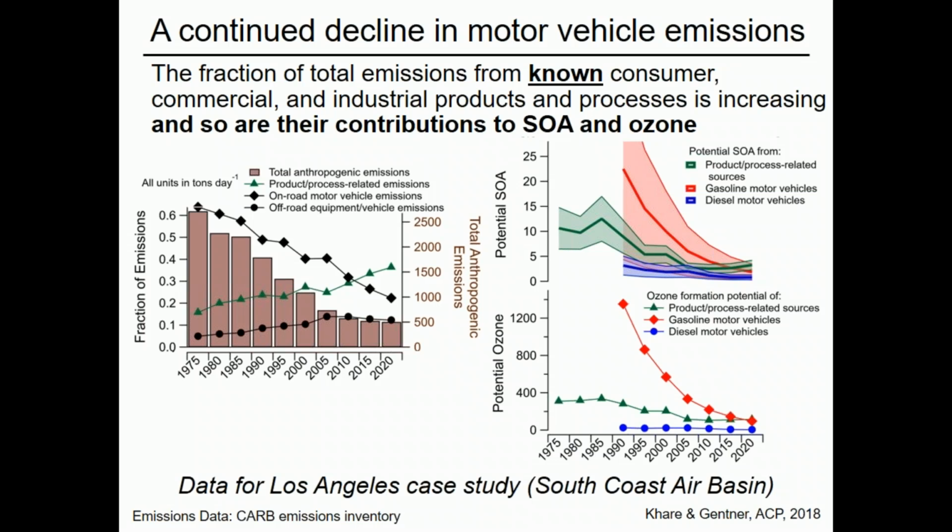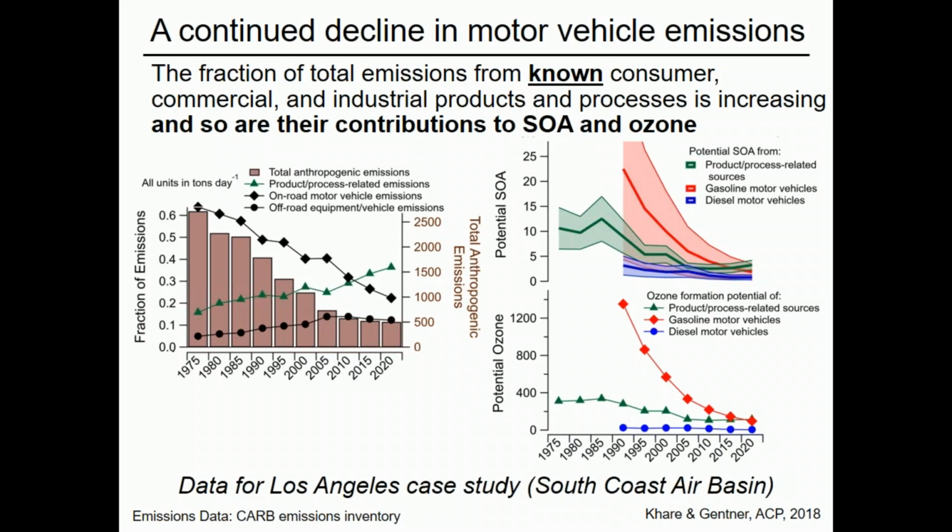And so here we look at gasoline and diesel vehicles. So gasoline shown in red and diesel in blue. And if we look at SOA, we see this very sharp decrease from the decrease in aromatic emissions coming from gasoline vehicles. And we had some very early regulations on consumer products that stopped around 95.